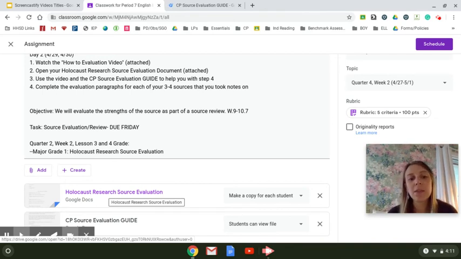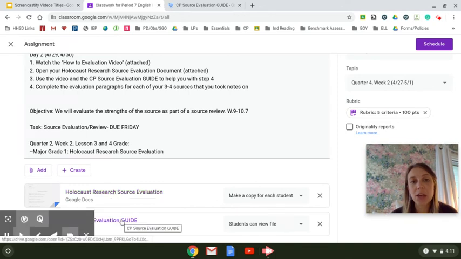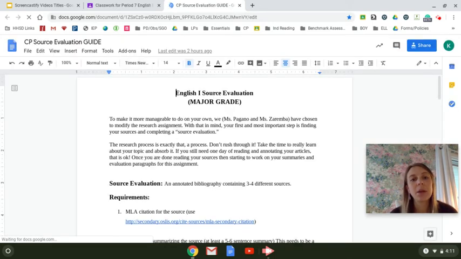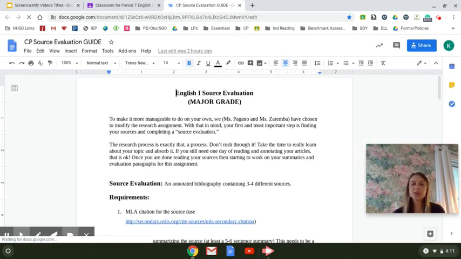And then the second thing that'll help you to do this project is the CP Source Evaluation Guide, which you can click and open. And I pre-opened it. Of course, it's taking a little bit of time, but that's okay. So here, this is just going to give you an overview of what this assignment is all about, and then it's also going to give you an example.